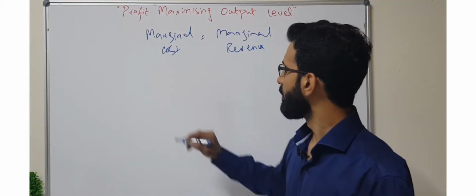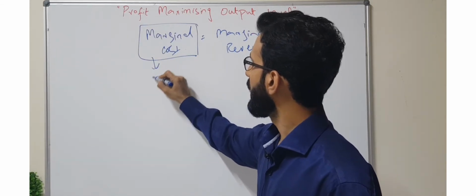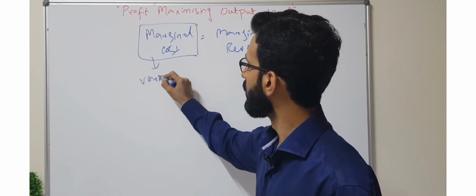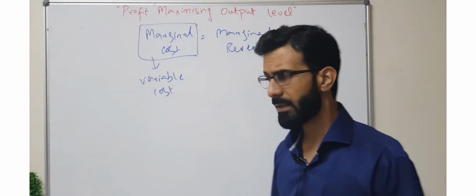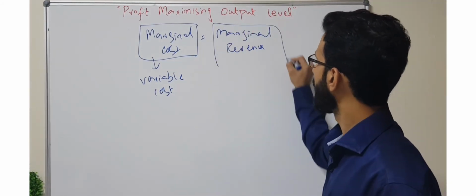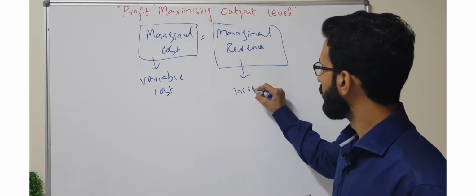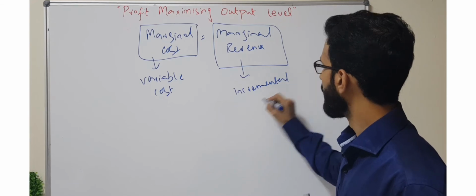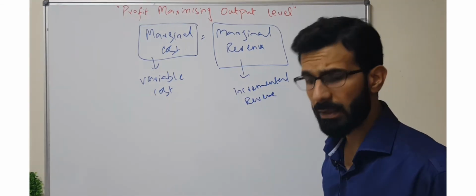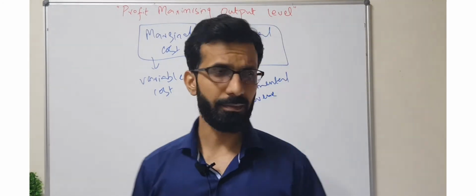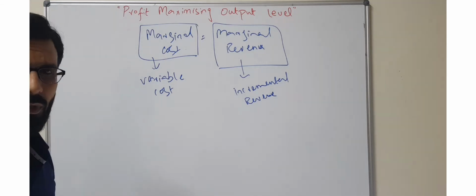So marginal cost, as I said, is basically the variable cost, or in other words the cost that will be incurred to make one extra unit. And the same is the case with marginal revenue. Marginal revenue is the incremental revenue which will be generated by selling additional units. Only the increase in revenue, not the total revenue. So now the question is, what is the marginal revenue function?